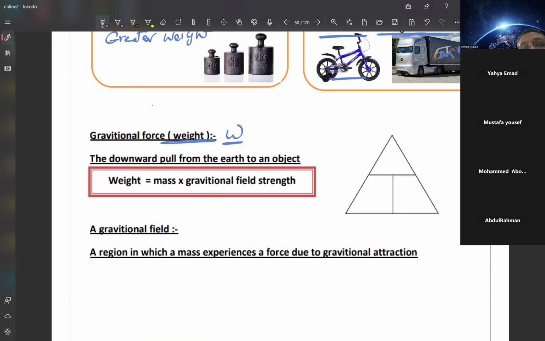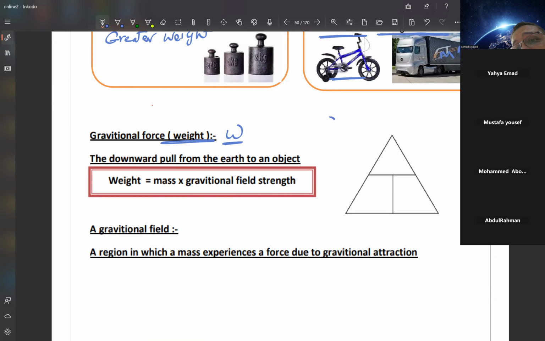The direction of weight, the gravitational field strength. When I say the direction of weight, I mean the force of gravity. It will be a downward pull. Why downward? In fact, it's not downward. It's towards the center of the Earth.